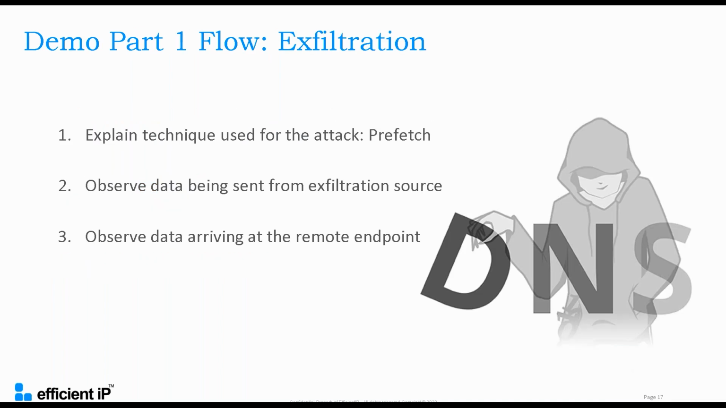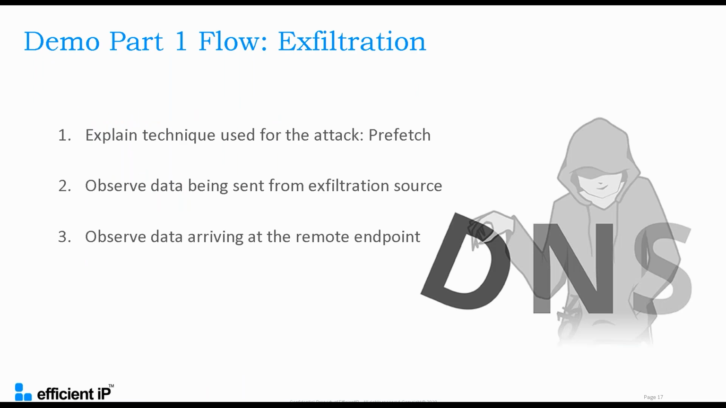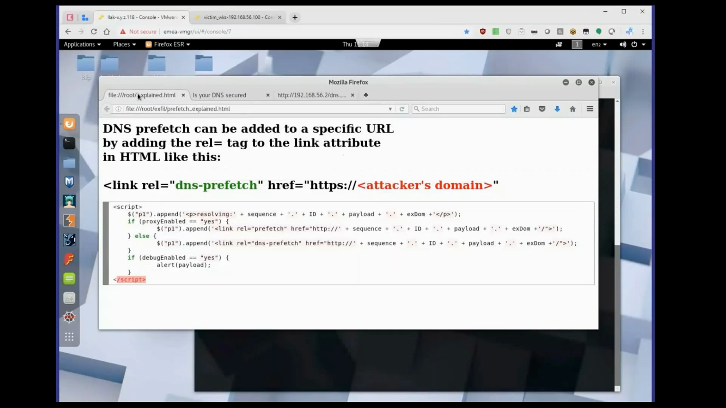So what I will do is explain the technique that we use here, and we've got an example of basically how we do this. We're going to show that now. We've got a couple of captured videos to make sure that it works the same way every time. The attack we'll be using is an HTML feature called DNS prefetch. We'll be able to see data being sent from the source, the client, the origin point, and then we'll be able to see data arriving at the remote endpoint as well.